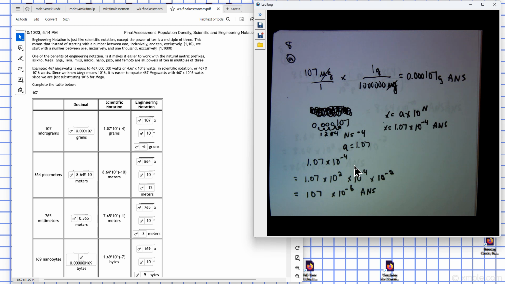And then they want engineering notation. So I take this -4 and I take it down to a -6. So I have here 1.07 times 10 squared times 10 to the -4 times 10 to the -2. So the 1.07 times 10 squared is 107, and it becomes 10 to the -6, and that's my engineering notation.